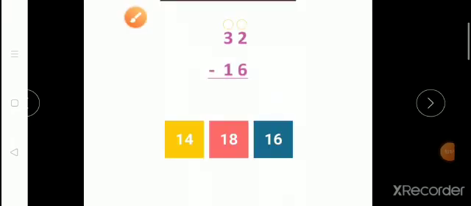Now students, here's time for practice and activity. You will solve this sum. Okay, ready all of you? Now start. First Akanksha, you come and solve this sum. Here we have to subtract 16 from 32. So what will we do first? Tell me. Yes, very good.